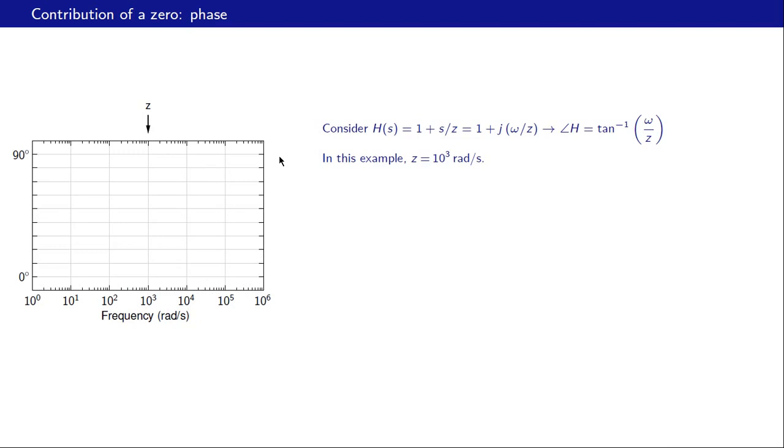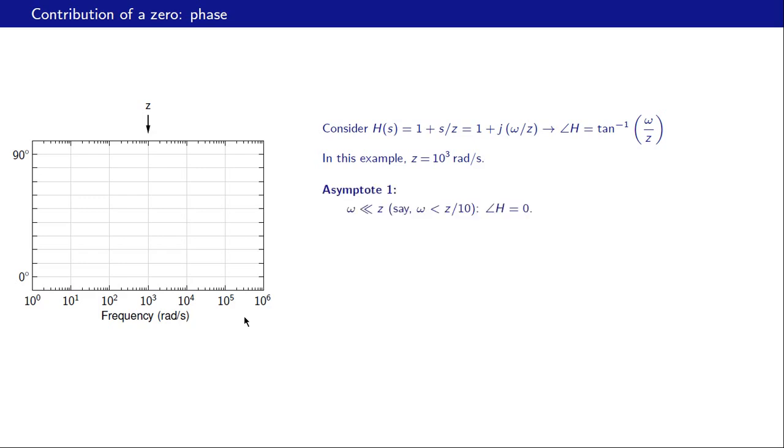Let us now look at the phase plot for the same H of s, 1 plus s by z, that is 1 plus j omega by z, which gives us the angle as tan inverse omega by z. And once again we will take the same value of z, that is 10 raised to 3 radians per second. The frequency is on a logarithmic axis and the phase is on a linear axis. This is our z value.